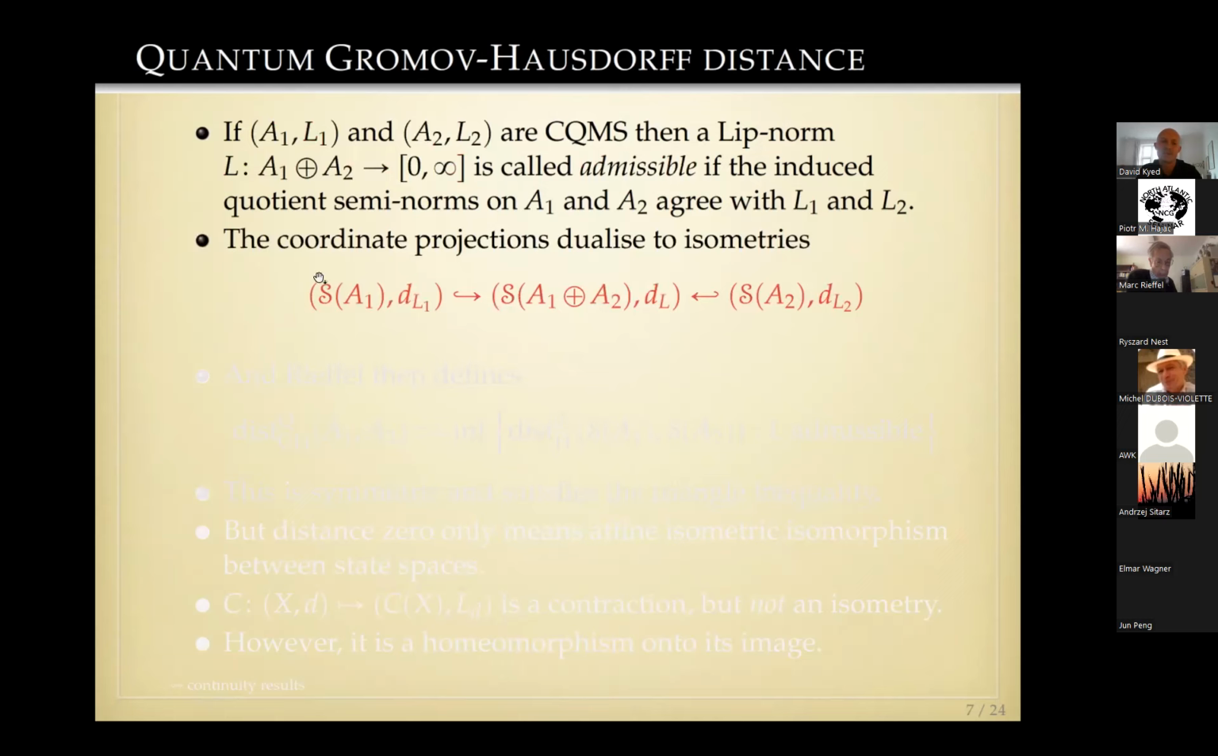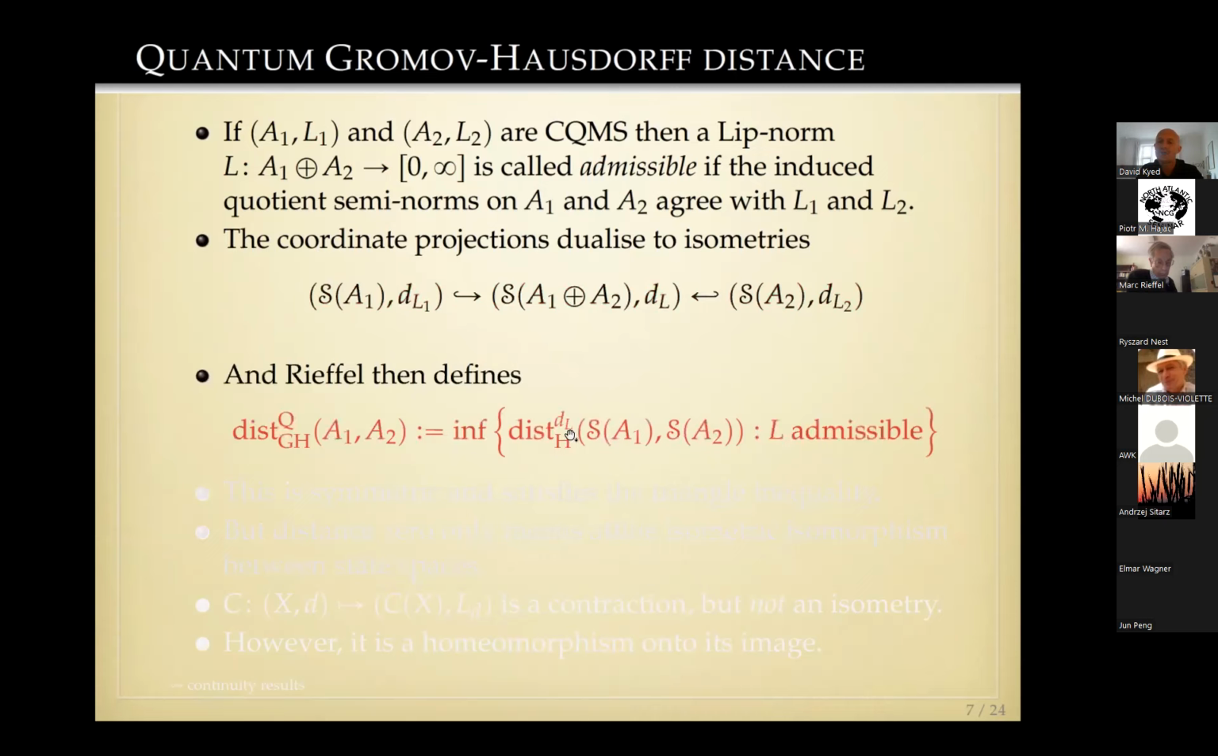So the state space of A1 embeds isometrically in the state space of the direct sum, and similarly with A2. So now we have classical compact metric spaces which sit in a classical compact metric space, and we can just measure the Hausdorff distance between these state spaces in there. And then we take the infimum over all the possible semi-norms. These semi-norms are called admissible. And this is the Gromov-Hausdorff distance of Rieffel between A1 and A2.